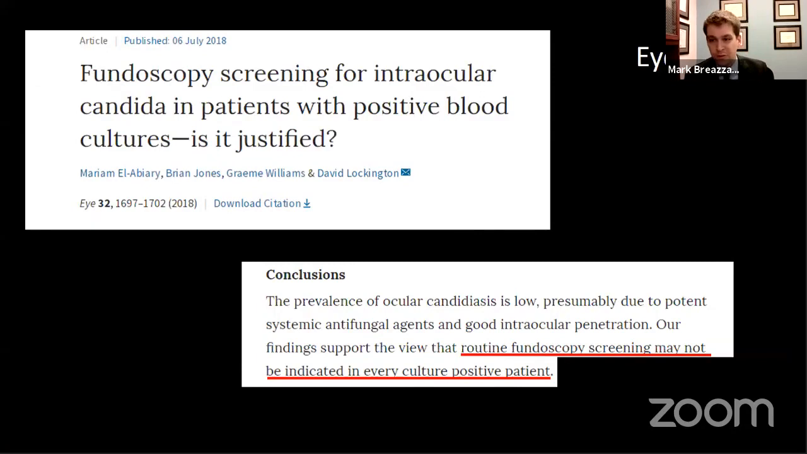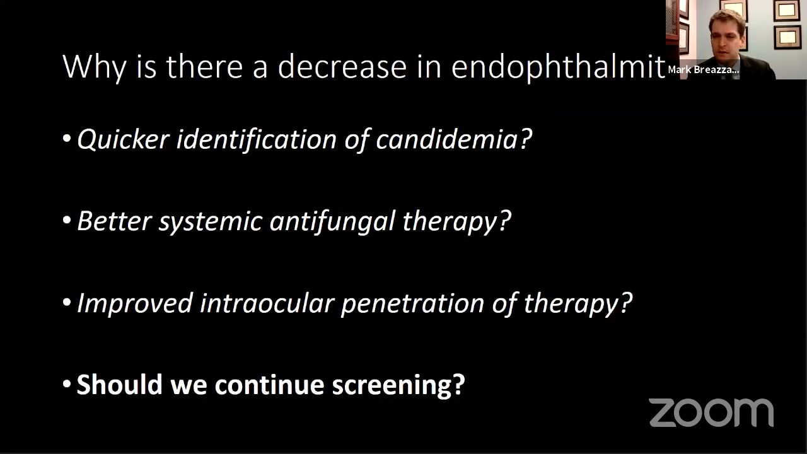So we move forward about 20 years, and the questions are being raised and the data is being replicated. We're not really seeing this endophthalmitis in this setting, in this routine screening. Do we really even need to be doing this screening? What is actually happening? Why is there this decrease in endophthalmitis from the 80s and so on? Are we just finding the candidemia faster in the bloodstream? Do we just have better systemic antifungal therapy? Do we have better therapy getting into the eye? And most importantly, should we even continue screening?